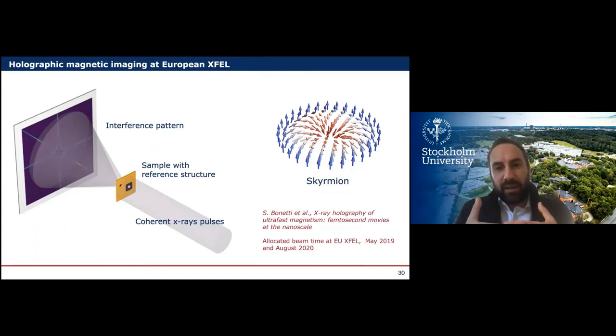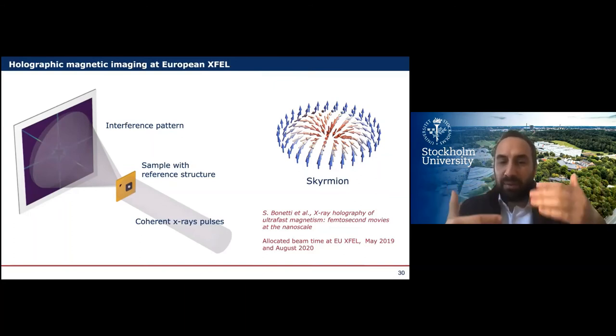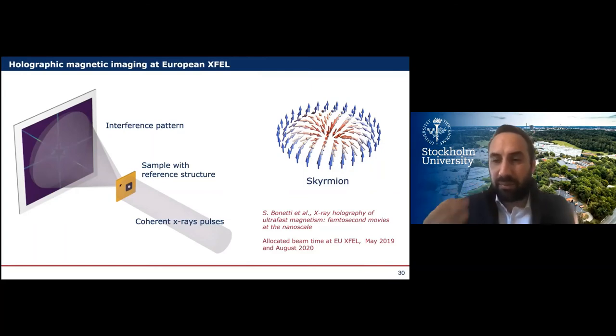And then you need to have a reference hole. So you have your beam going through the reference and your object. This is the principle of holography, because after this, you have two beams, one from the sample and one from the reference, which will interfere. And from the interference pattern, if you take the Fourier transform, this can be shown mathematically, you recover the original real space image.